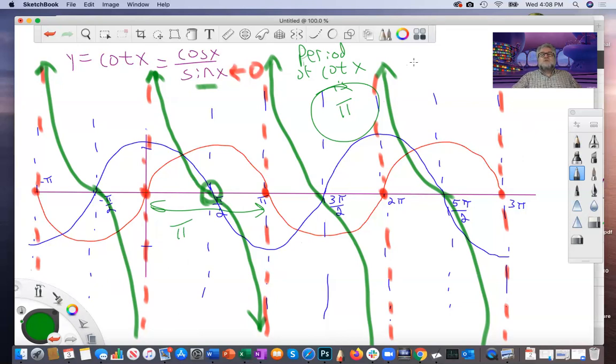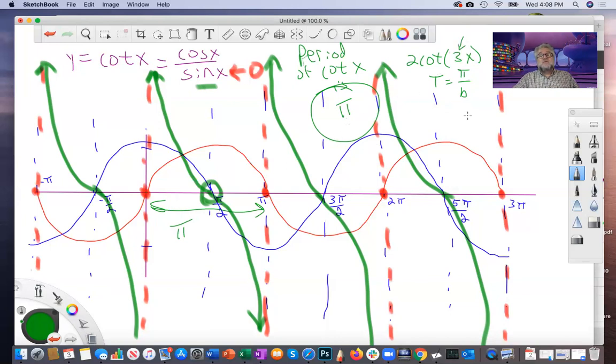So of course, if you had something like 2 cotangent 3x, the 2 stretches it vertically, but you really can't tell because they're going up the asymptotes. But the 3x would make the period, instead of being 2 pi over b, it'd be pi over b. So you'd get pi over 3. You'd fit 3 of these curves within pi, so it would be pi over 3 is the period of it.